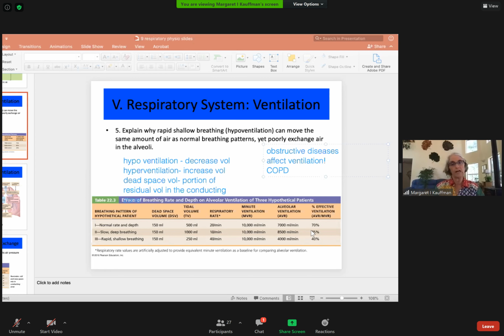Now, a spirometry is a tool that helps but does not definitively diagnose obstructive versus restrictive diseases. This is really supportive evidence that has to fit into the picture of the patient as a whole, of their situation. So it's often used to monitor the progress of some of these diseases.